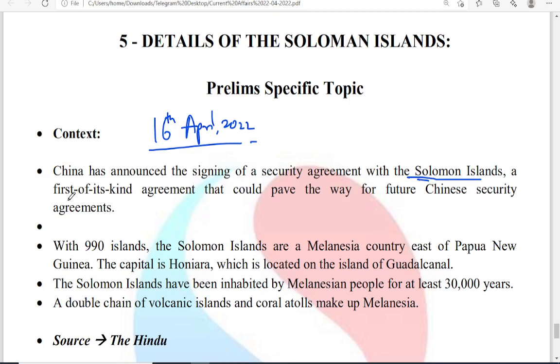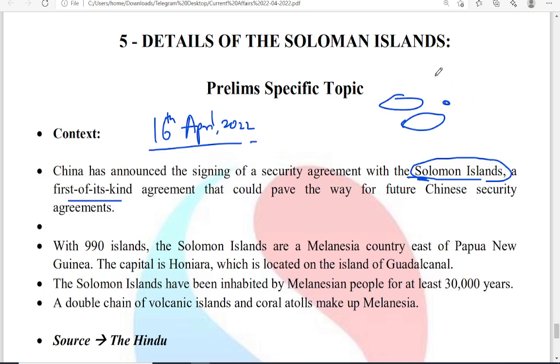As I said, it is the very first of its kind. Solomon Island is an island located near Australia. If this is Australia, this is Papua New Guinea, and here you find the Solomon Islands, part of Australia and the Oceania continent. It is an island country, an archipelago country. The capital of Solomon Islands is Honiara.